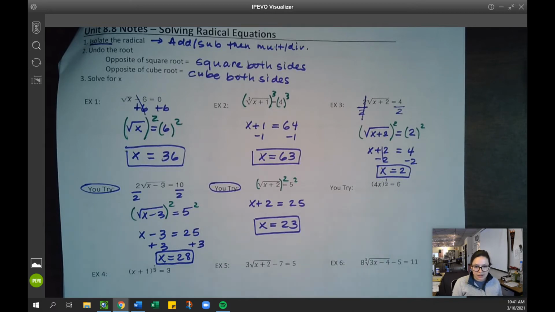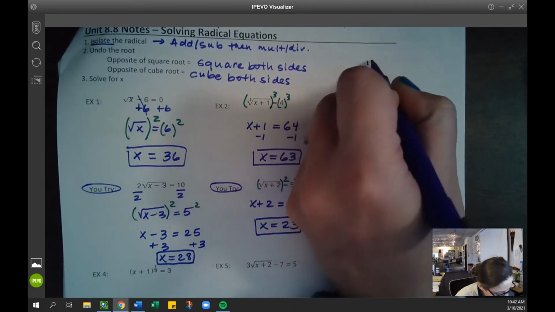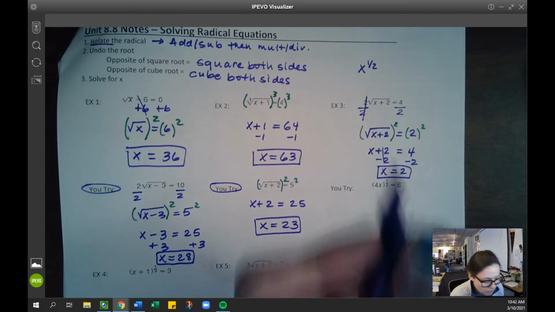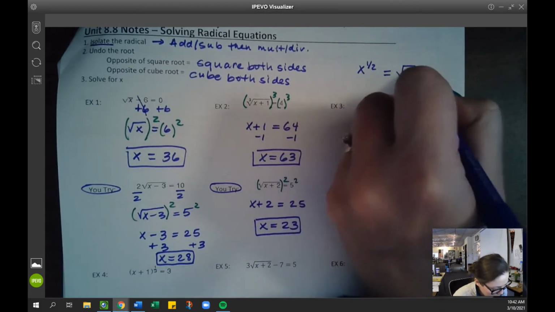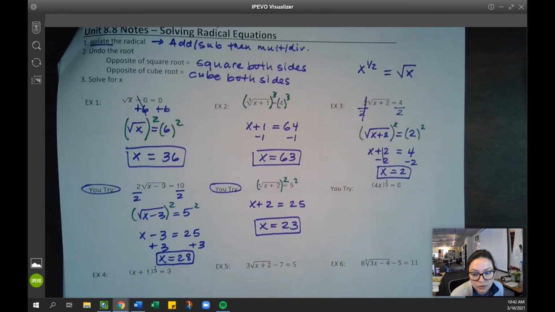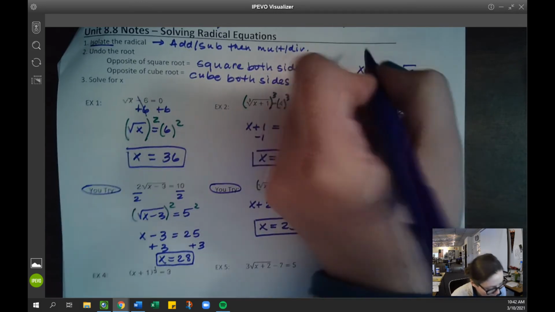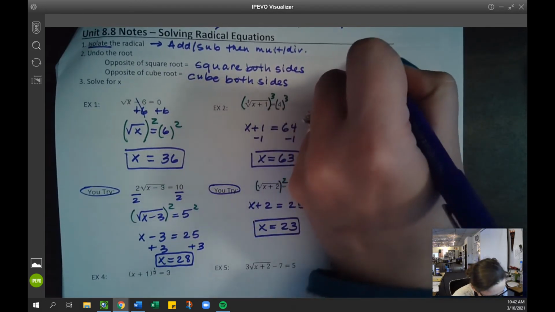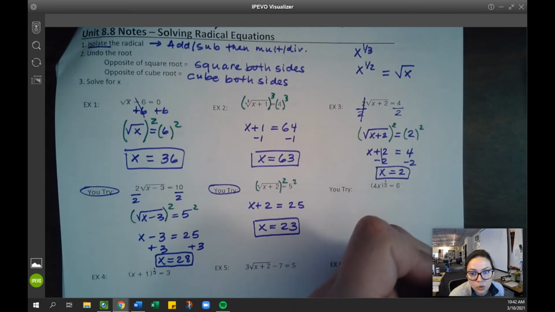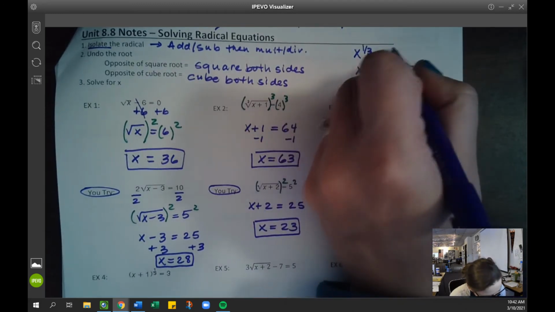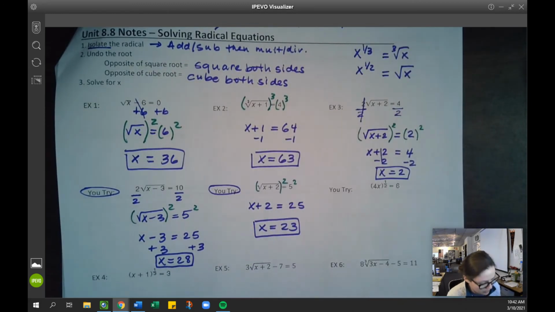I want to do this one together because at first glance, it doesn't look like we have a radical. However, what you have to remember is that anything to the 1/2 power is the same as the square root of that thing. And also, which we're going to see in another example, if I raise something to the 1/3 power, that's the same thing as doing the cube root of that thing.